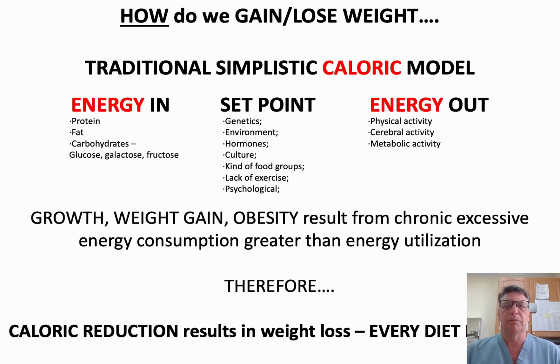the traditional simplistic caloric model is that when you consume energy, you have a certain set point, and if the energy in exceeds the energy out, you gain weight, and that causes all kinds of metabolic problems, or physiologic conditions, growth, weight, obesity. And therefore, the paradigm of every diet is caloric reduction. And if caloric reduction results in weight loss, that is the fundamental of every diet. But this is way, way too simplistic.